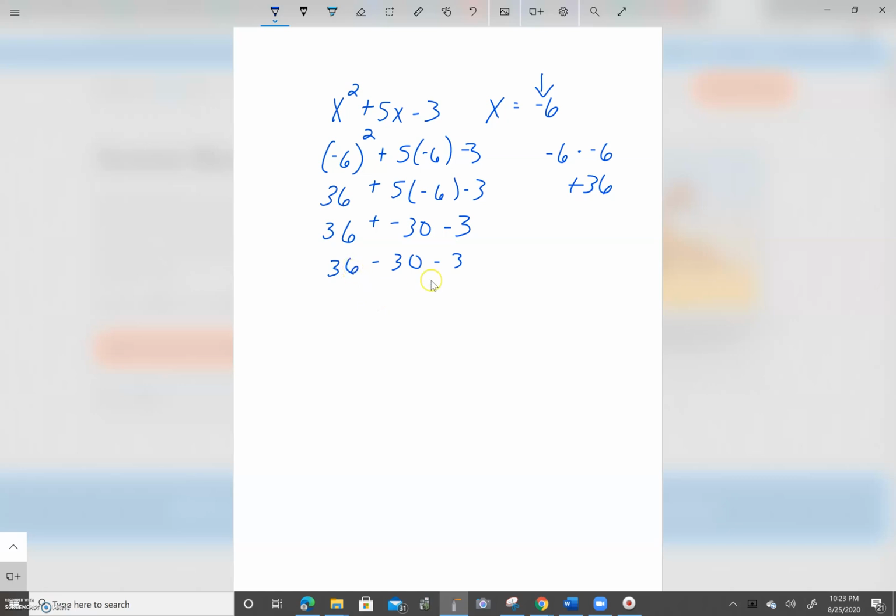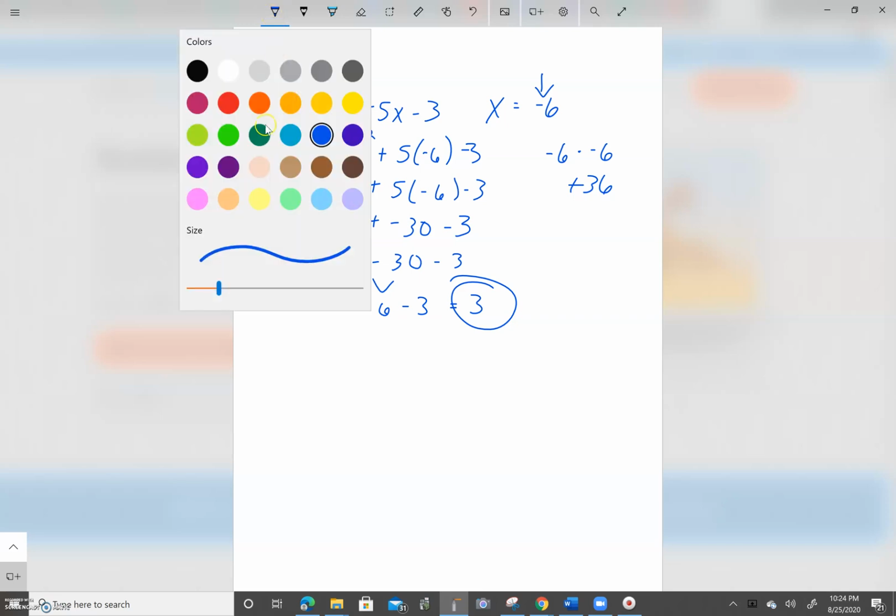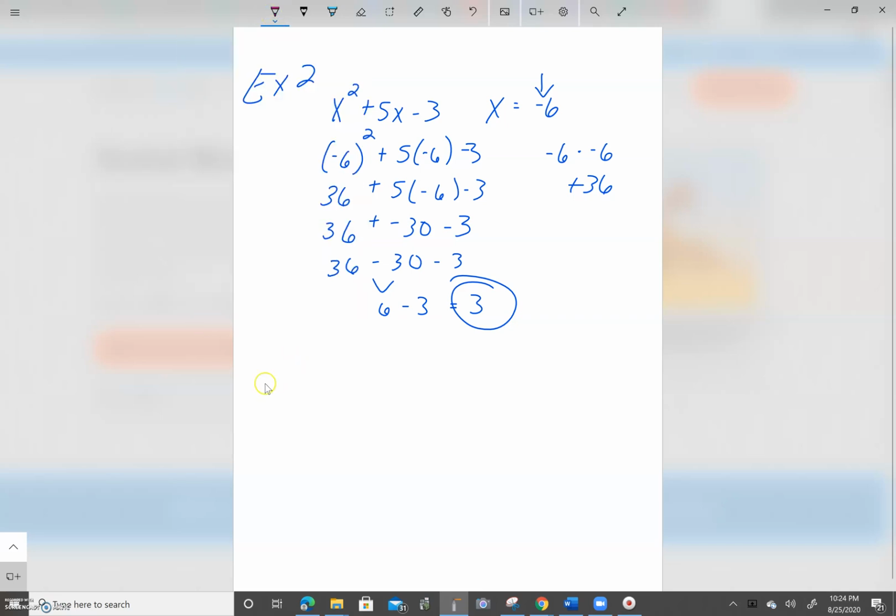Now we want to do this in order. So 36 minus 30 is going to be 6. And 6 minus 3 is going to be 3. So our final answer in this evaluation process is 3. And that was example 2. Just for fun, for example 3, let's switch up colors.